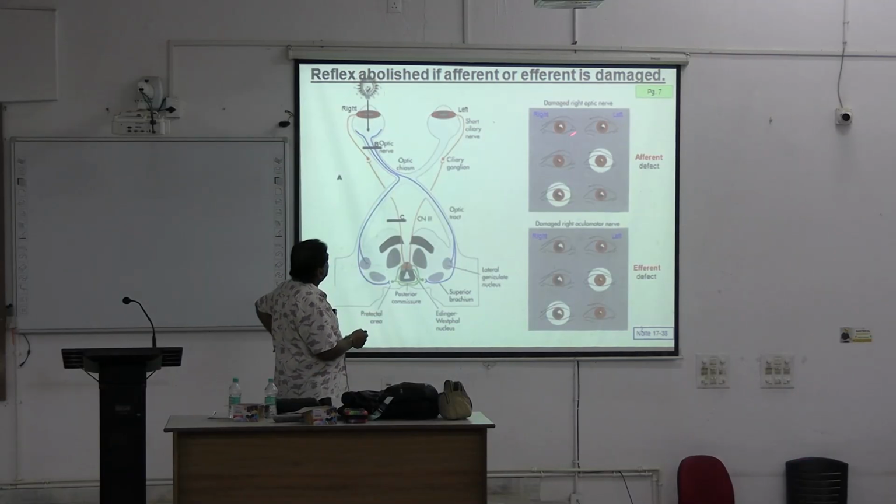Damaged right optic nerve, you will see. Damaged right oculomotor nerve, this will be the position of the pupil. Different defects. You can see the dilatation with a damaged right oculomotor nerve, and with a damaged right optic nerve.